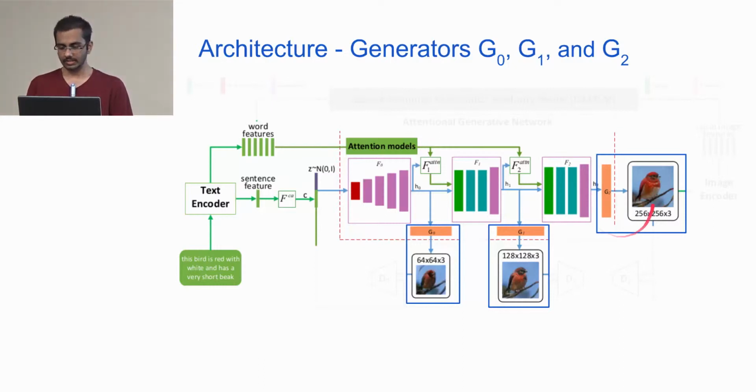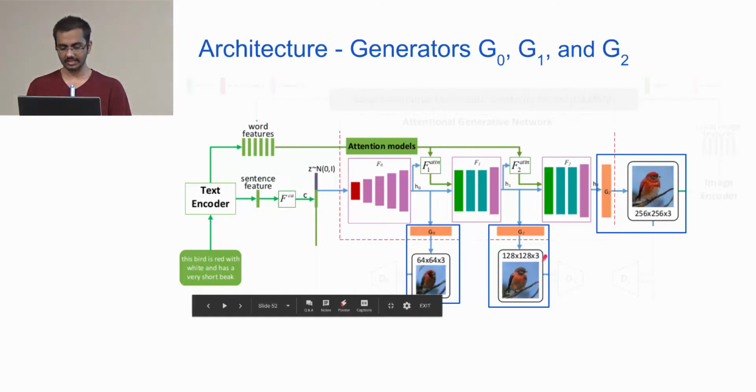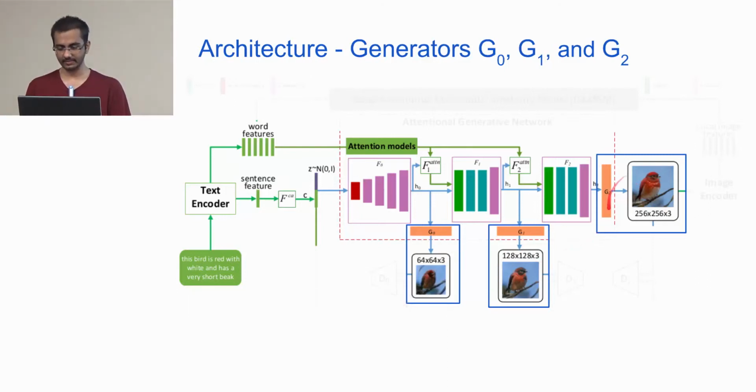That's it. Now let's look at the generators. So each of these F generators have their corresponding G generators as well, and they have the exact same structure. So we'll look at all of them in one go.